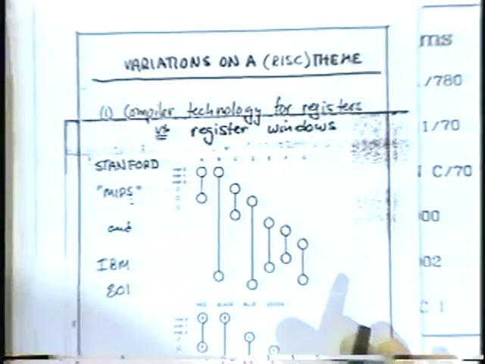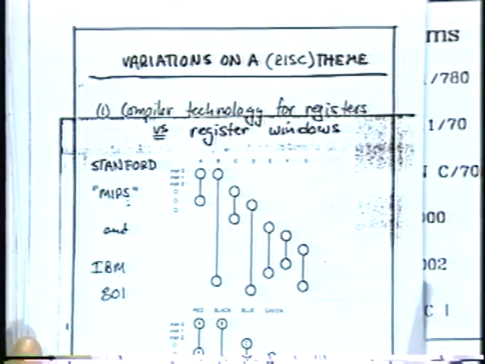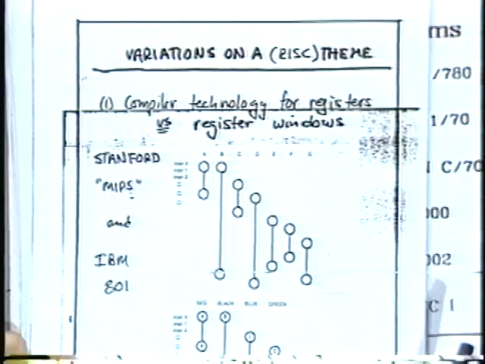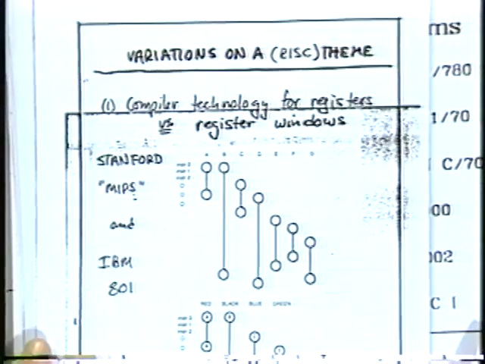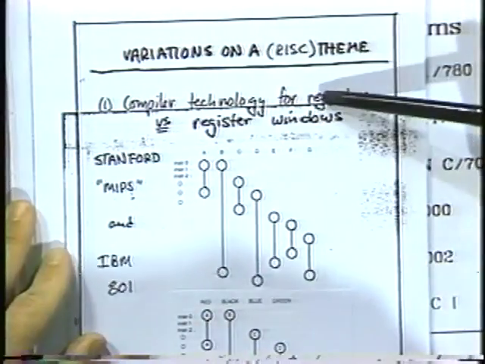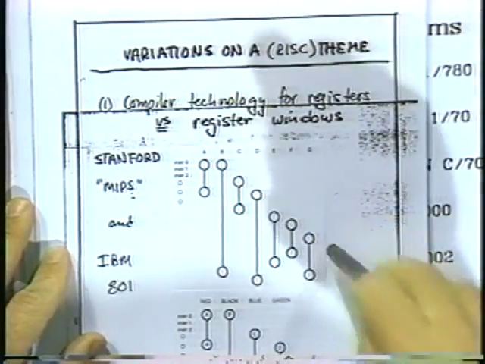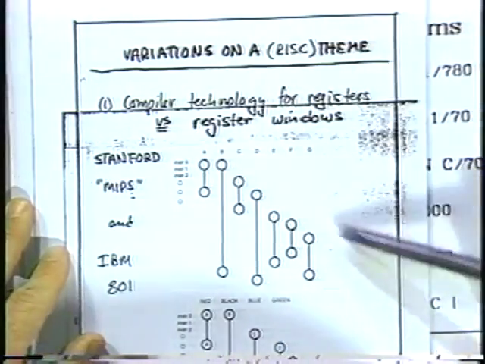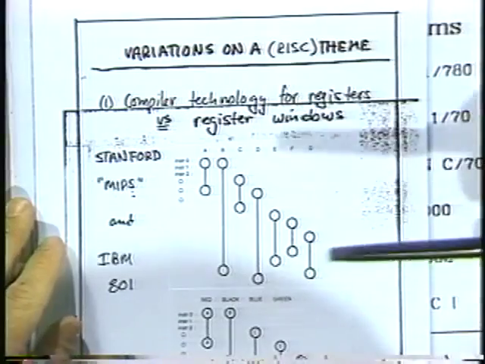So one of them is, how do you keep operands in registers? RISC machines make sense when your operands are in registers, and they don't make a lot of sense when the operands aren't in registers. A register-register architecture with everything in memory isn't going to run too well. So a major difference between IBM and Stanford versus Berkeley is the reliance on compiler technology.